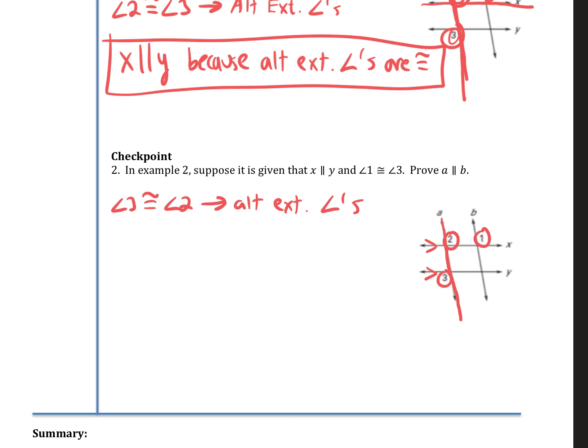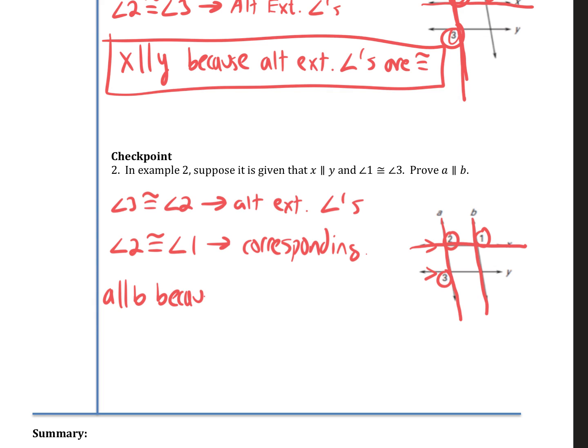Okay, and now angle 2 and angle 1 are what kind of angles? Now we have this line crossing here. We have angle 2 and angle 1. Those are corresponding, so we can say those are congruent. Angle 2 is congruent to angle 1, and those are corresponding. Okay, and now we can say that A is parallel to B because the corresponding angles on A and B are also congruent.